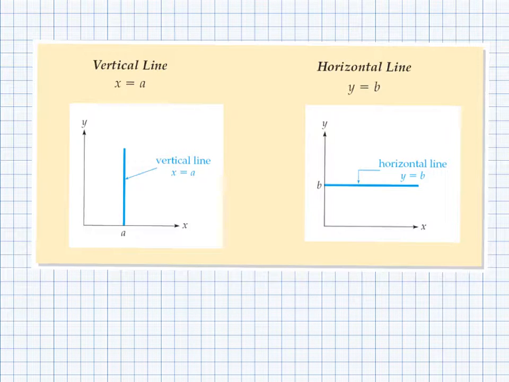So in summary, the equations of horizontal and vertical lines. We have x equals a and y equals b. And y equals b represents a horizontal line, and x equals a is a vertical line.